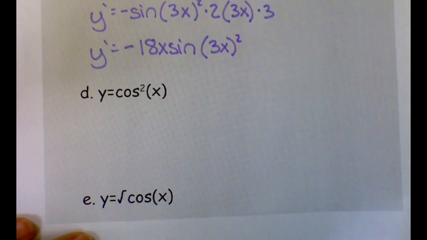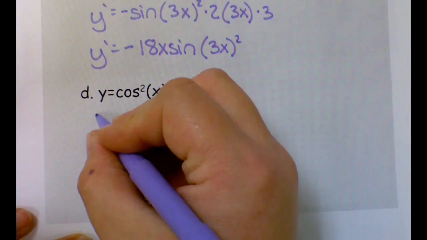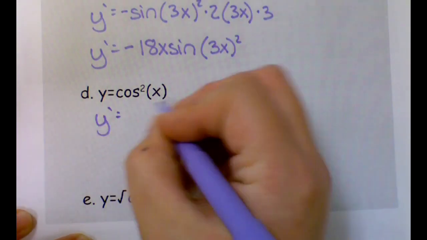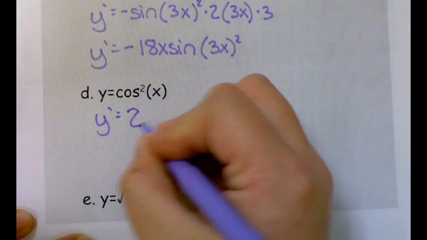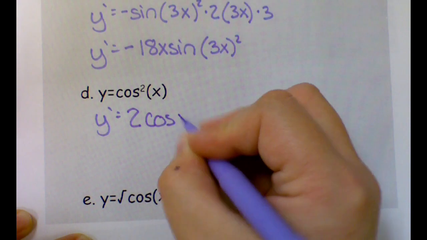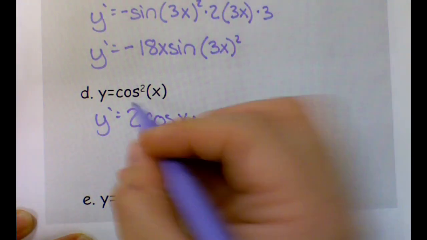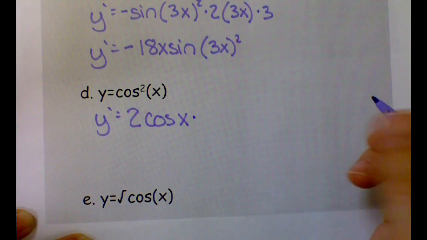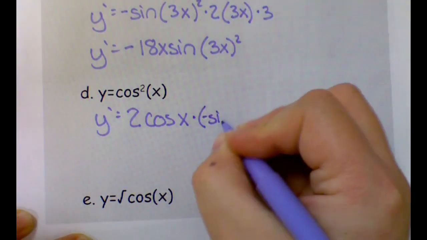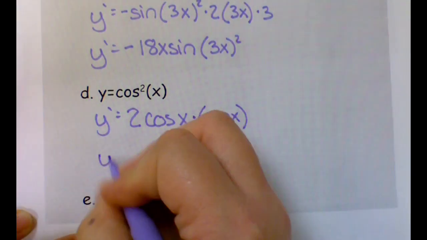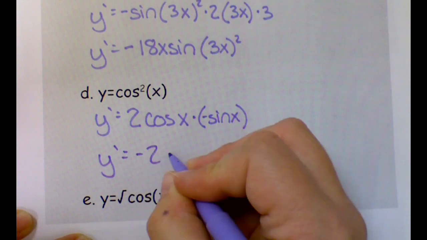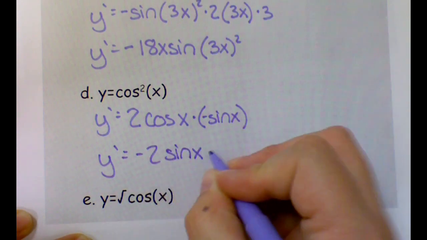For part D, cosine squared of x. This means to take the derivative, we need to deal with the squared first. So we bring down the 2, leave the inside the same, and subtract 1 from the power, so that's really cosine to the first power, times the derivative of the inside, so the derivative of cosine is negative sine of x. So really our derivative here is negative 2 sine x cosine x.